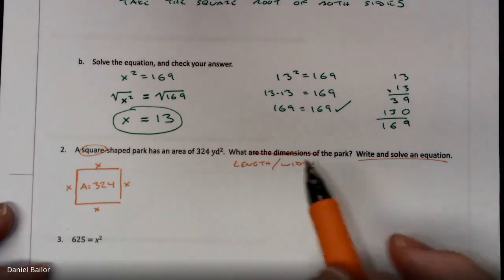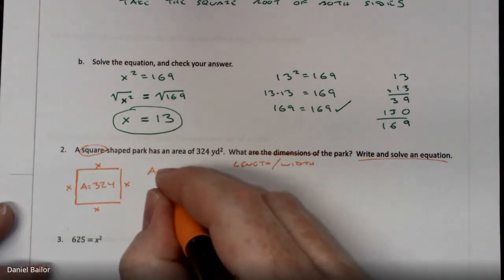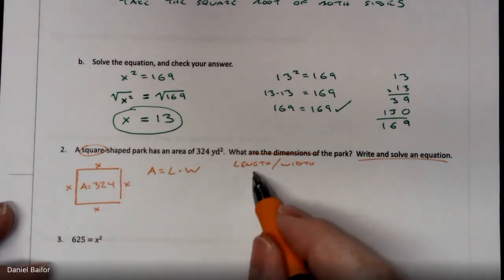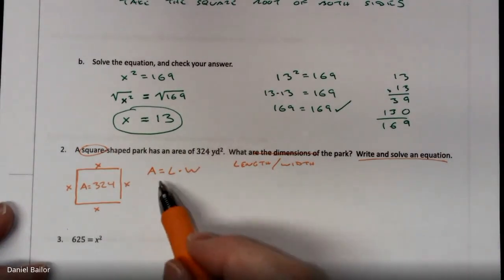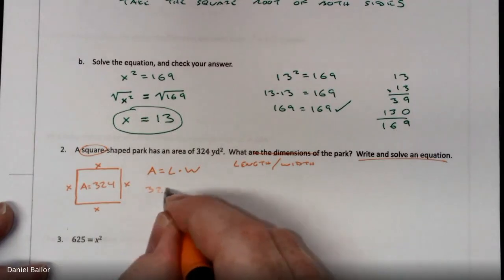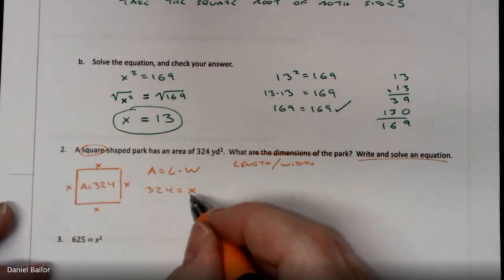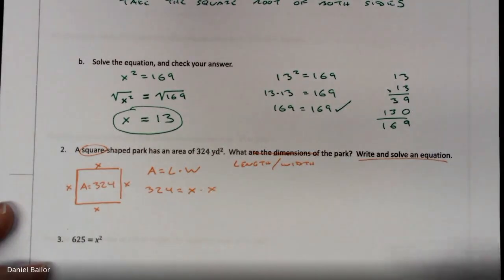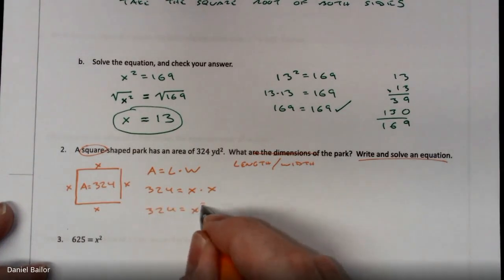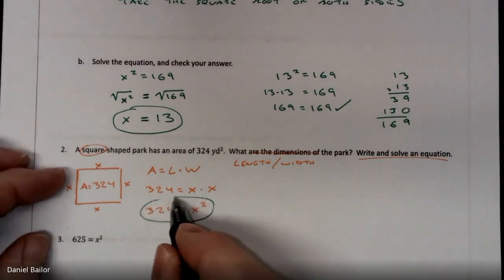How do we find the area of a square? You should know from school that the area of a square is length times width. Now we want the length and width, and we know the area. So let's substitute in this equation what we know. The area is 324. How long is the park? The park is x. How wide is the park? It's a square, so it's also x. Which means the area 324 equals x times x, or x squared. That is our equation right there. That's what we had to write.